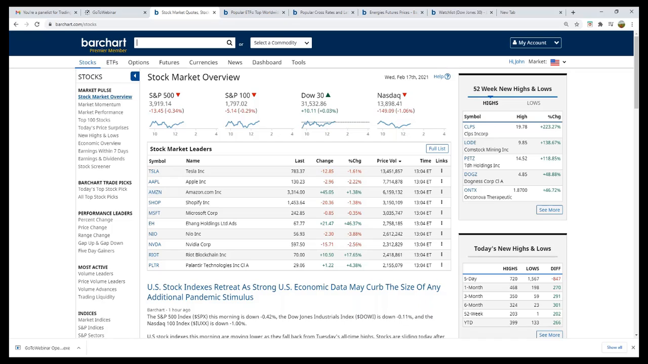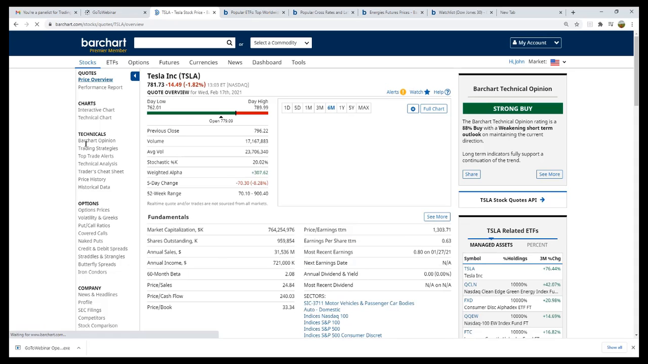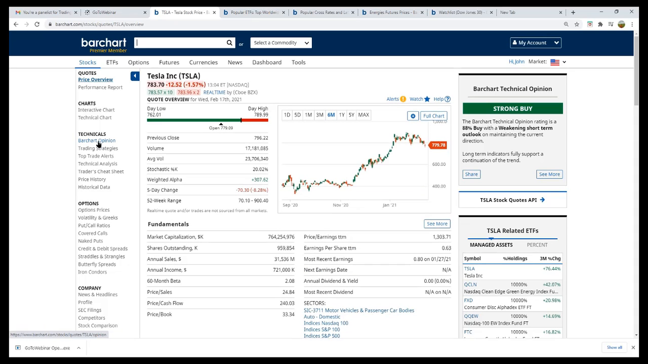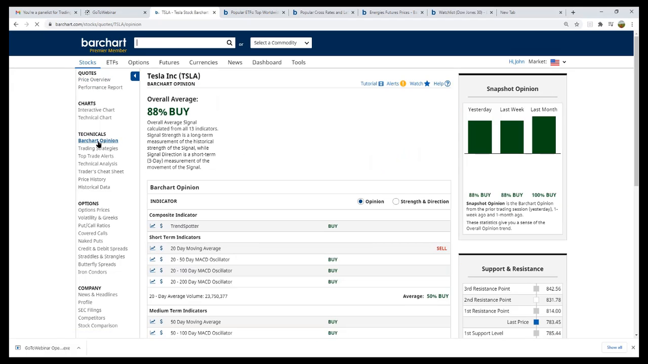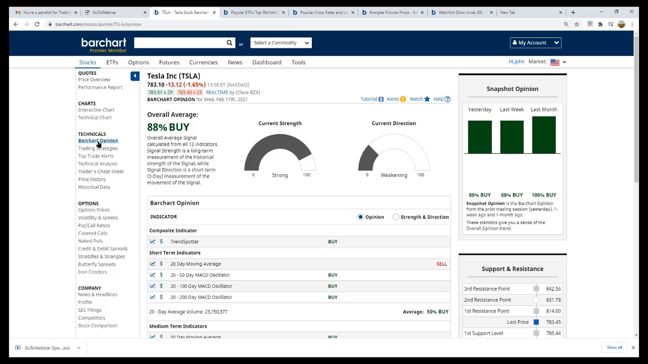So first of all, I have to click on any symbol, or any asset or any security, and over here under the technical section you can see where it says Barchart opinion, and I can click on that, and that's going to take me to this Barchart signal opinion based on strength and condition, right? Now, that's in a stock, but we can do this in all asset classes.